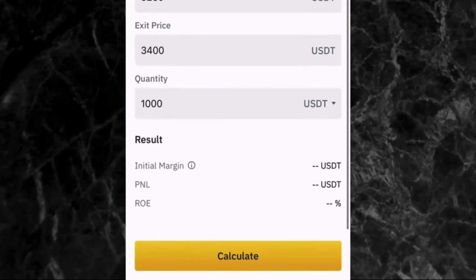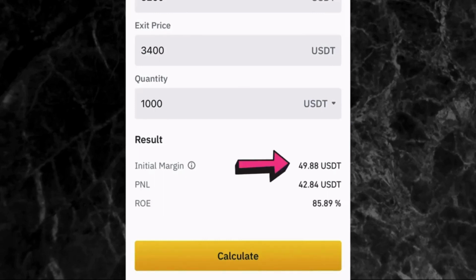So it means that once I tap on calculate at the bottom side of the screen, it's going to show me the amount of money I need and then the profit I'm going to be making. So let me just tap on calculate. So you can see right here, initial margin is $49. So it means that I need $49 out of my own money, and I'm going to be able to enter this trade with $1,000. So you can see the power of leverage. With just $49, I can enter this $1,000 trade. And that's because I picked 20x leverage. And I can see the profit and loss is 42 USDT. So I'm going to be making 42 USDT and the ROE is 85%.